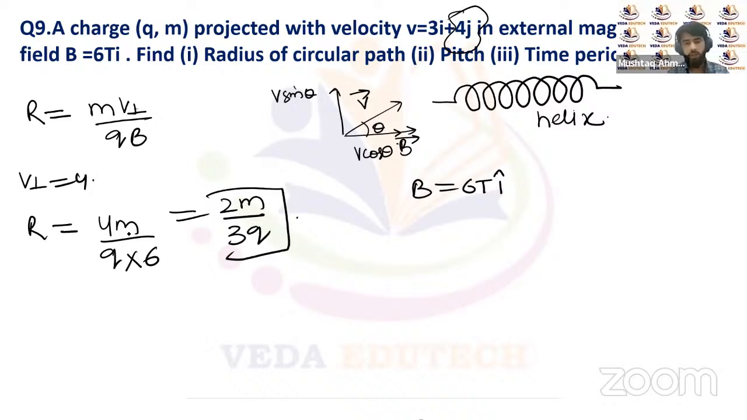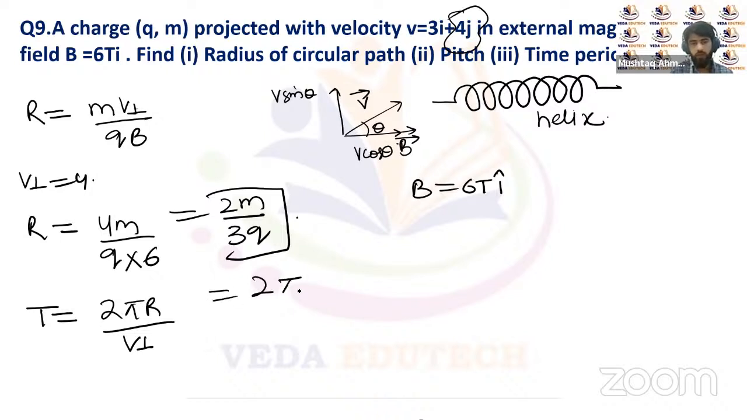Now let's talk about the time period. The time period of the circular path will be given by 2 pi r upon the velocity, the v perpendicular component. It will be v perpendicular. Now in 2 pi r, we can write r as m v perpendicular upon qB v perpendicular.